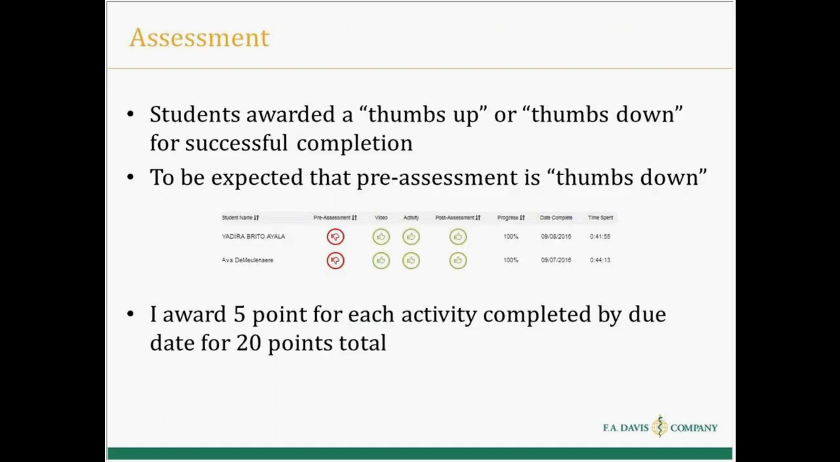Okay, so how are students assessed, or what feedback do you get as an instructor? Well, a student would obviously just see their scores. A student is awarded a thumbs up or thumbs down for successful completion of each activity. So when they do the pre-assessment, the video, the activity, and the post-assessment, certainly for the pre-assessment you'd expect a thumbs down. They haven't studied the material or anything such as that. And how I incorporate this into my class is really simple. I just award 5 points for each of these segments completed, so it's 20 points total for completing any topic I have assigned.